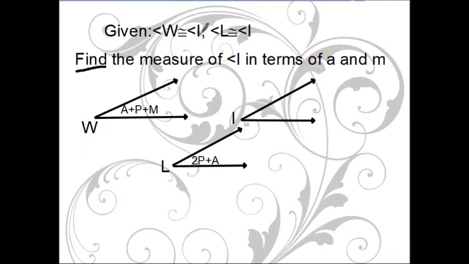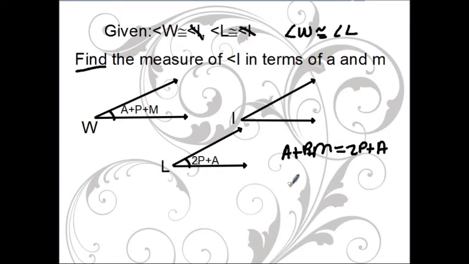Well, let's look at those givens, and I see a repeat right away. Angle I repeats, so one thing that I can conclude is going to be that angle W is going to be congruent to angle L. Now, since I know these 2 angles here are going to be congruent, I can take their measurements and set them equal. So A plus P plus M is going to be equal to 2P plus A. Now, I only want A and M. So the first thing that I want to do, I'm going to want to subtract A from both sides, which leaves me with P plus M equals 2P.